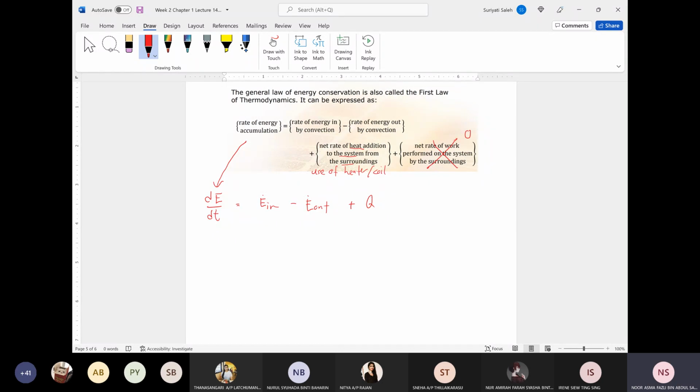The left term, rate of energy accumulation, is normally in the form of a differential equation, because we want to observe the change of energy against time. So when the time is moving, the easy way to represent it is by using the derivative.